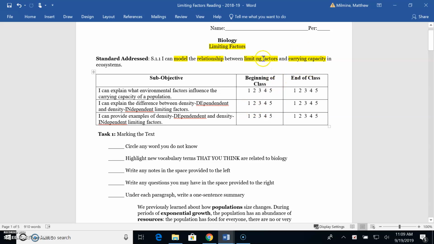All right. So limiting factors, as the name might suggest, may be things that limit how large or how small the carrying capacity or population size of any given living thing might be.